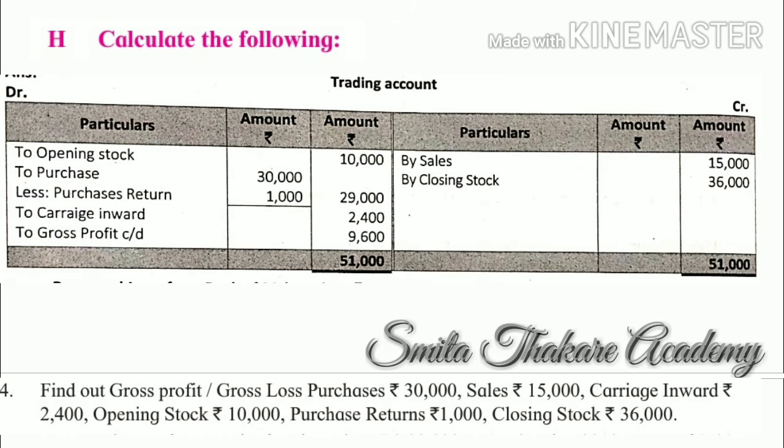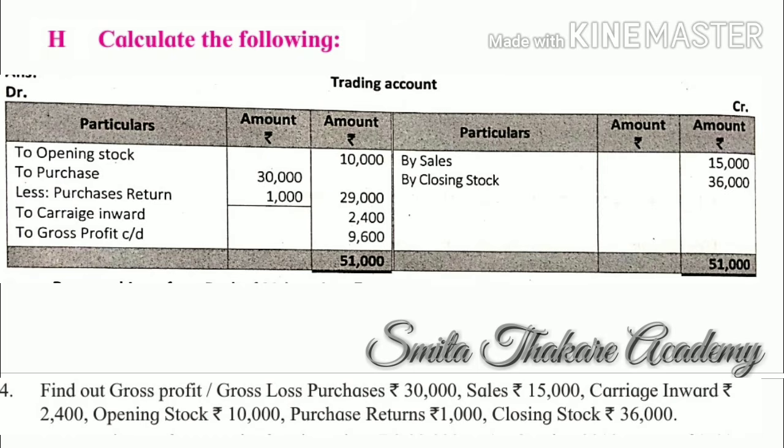पहले हम debit side देखेंगे. On the debit side, first item will be the opening stock followed by purchases. Purchases में से purchase return minus हो जाएगा in the inner column और outer column में आएगा 29,000. To carriage inward 2,400 outer column. By sales 15,000. By closing stock 36,000. Now every posting is done.